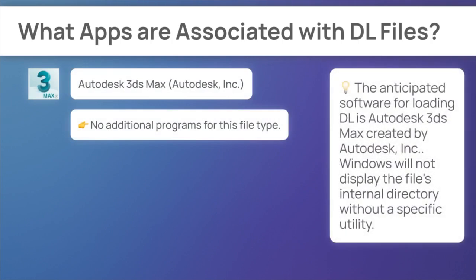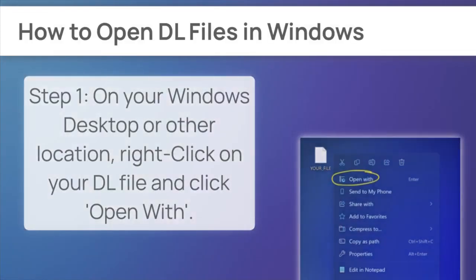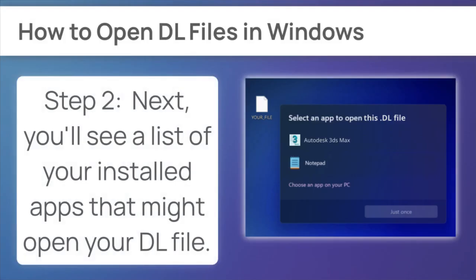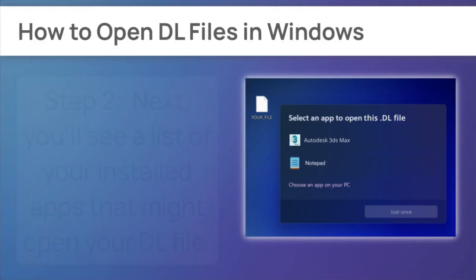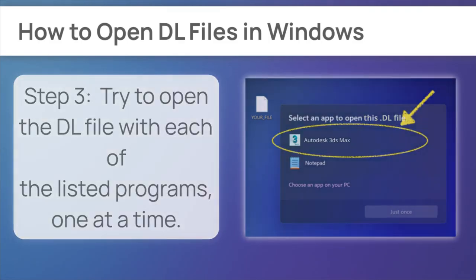Windows will not display the file's internal directory without a specific utility. Windows can load many video types, but transformations and effects require editing utilities. To guarantee file access, right-click your DL file and select Open With. If Autodesk 3ds Max is an option, test it. If it's not available, choose another program. We are trying to force the file open with a compatible application.